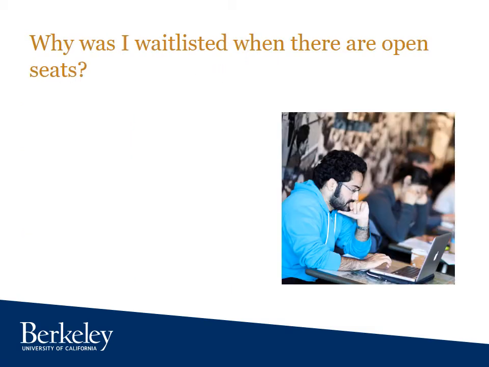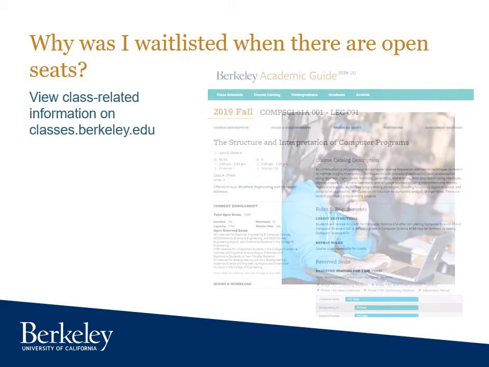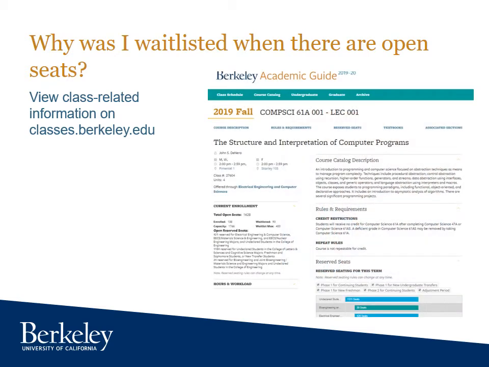This is a good one. Why was I waitlisted when I can see open seats for the class? I get asked this question all the time. As you select your classes, it's always a good idea to go out to classes.berkeley.edu and check the actual detailed information for the class. In addition to being able to see instructor information and meeting times, you're also going to see a class description. You can then also see the location, how many units the class is, that sort of information.